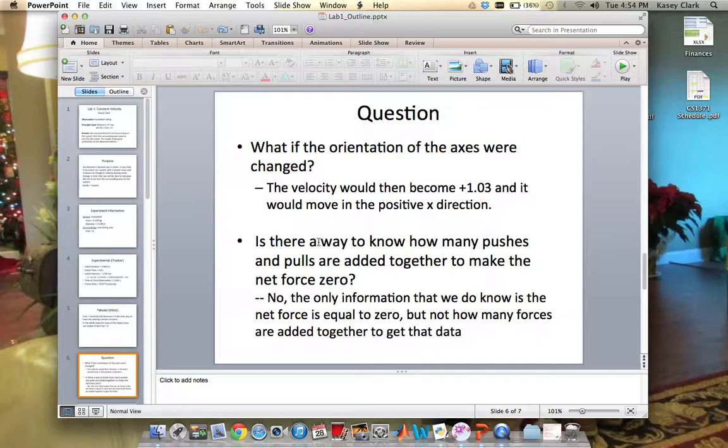And is there a way to know how many pushes and pulls are added together to make the net force equal to 0? And the answer is no. The only information that we do know is that the net force is equal to 0, but we aren't sure exactly how many add up to equal 0.